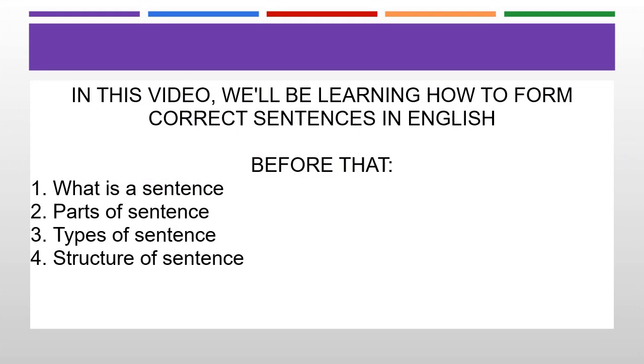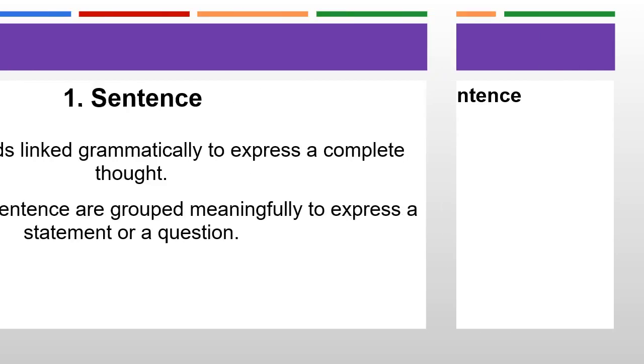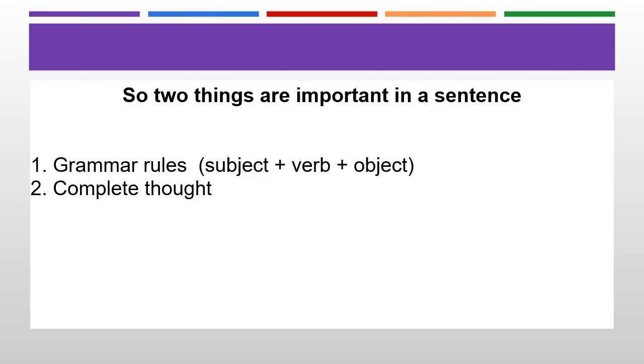Make correct sentences in English. So let's get started. A sentence is any group of words that are linked together according to the rules of grammar of a language and that express a complete idea or a thought. That means that two things are important in a sentence.